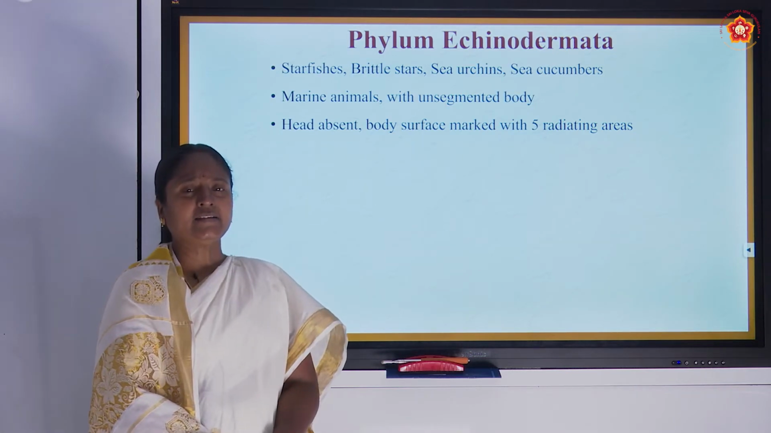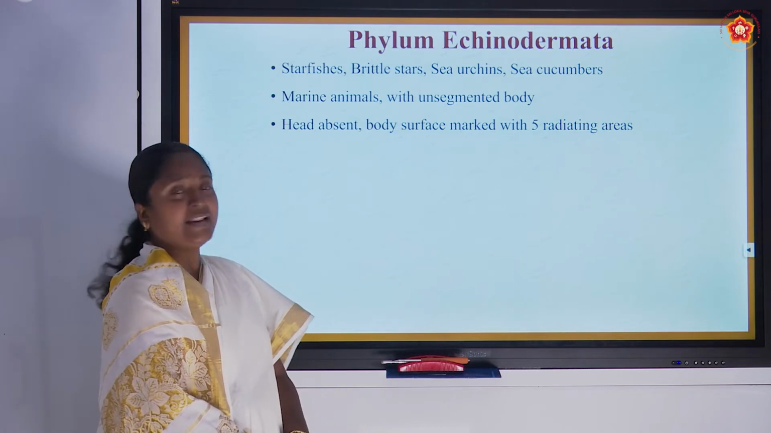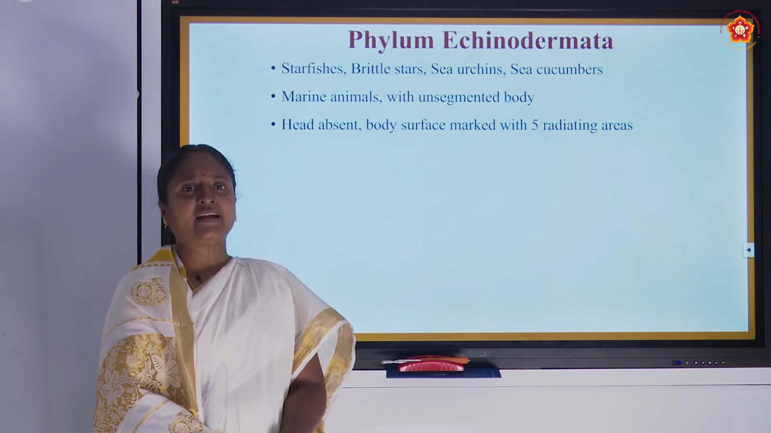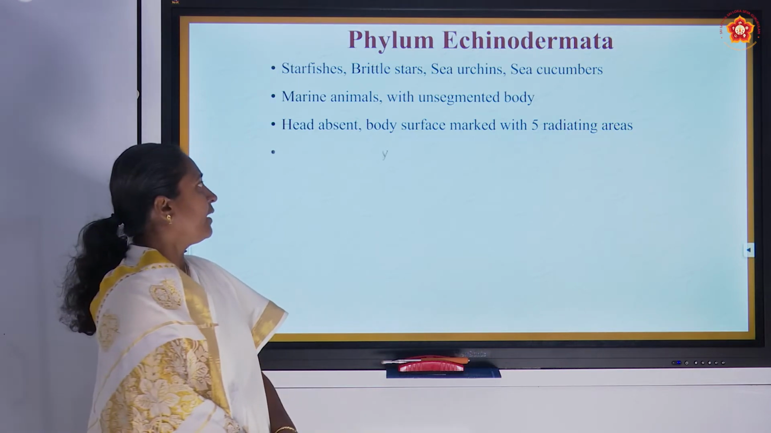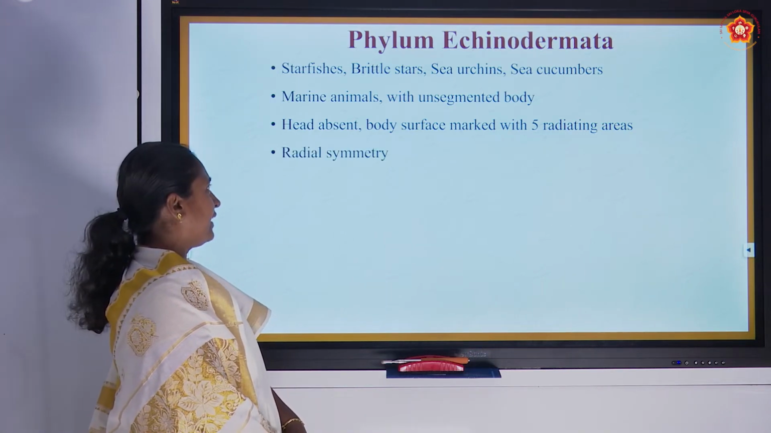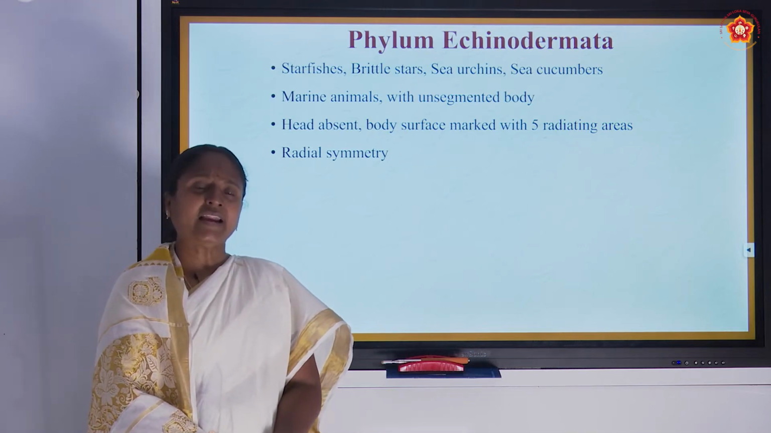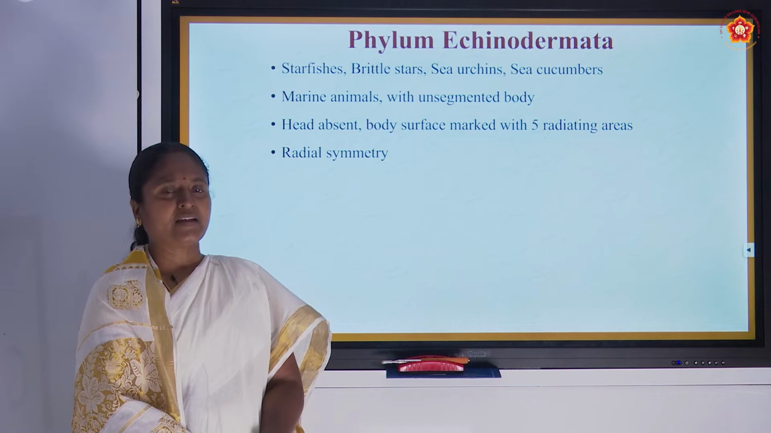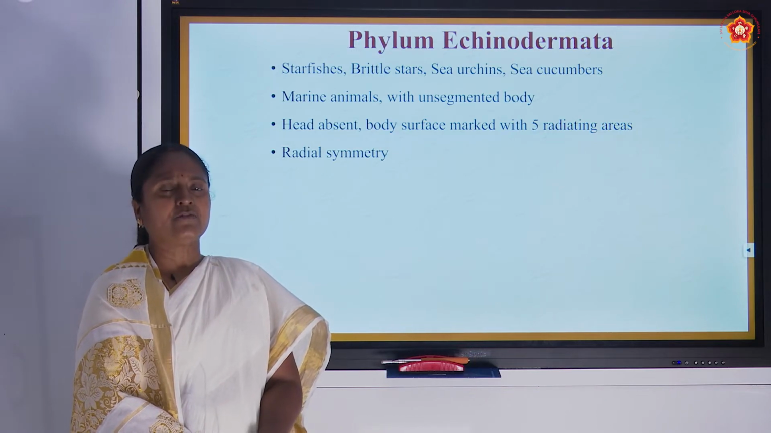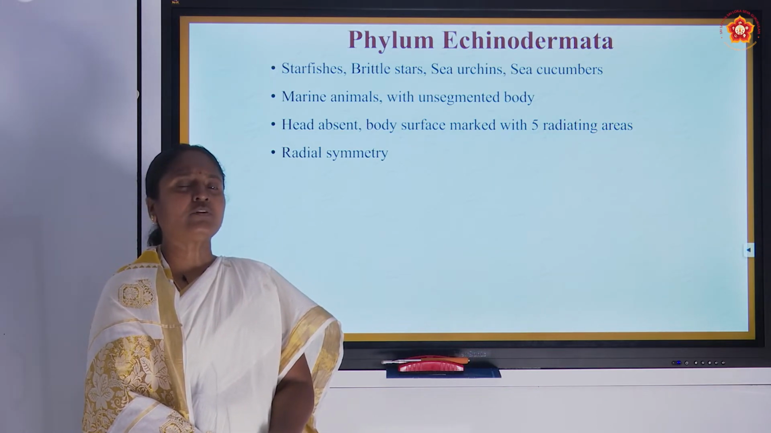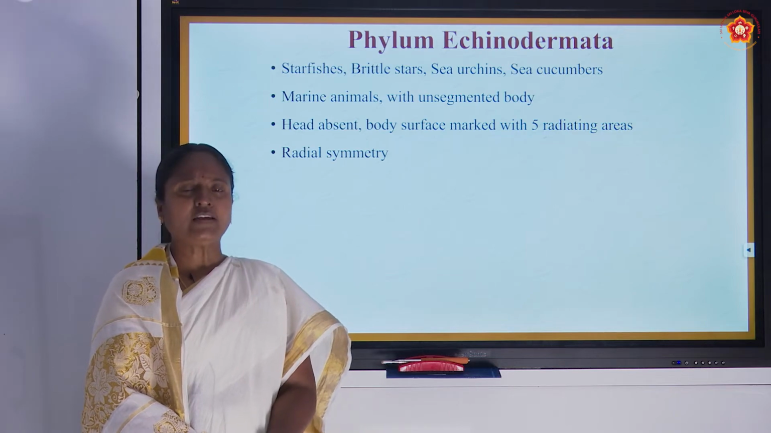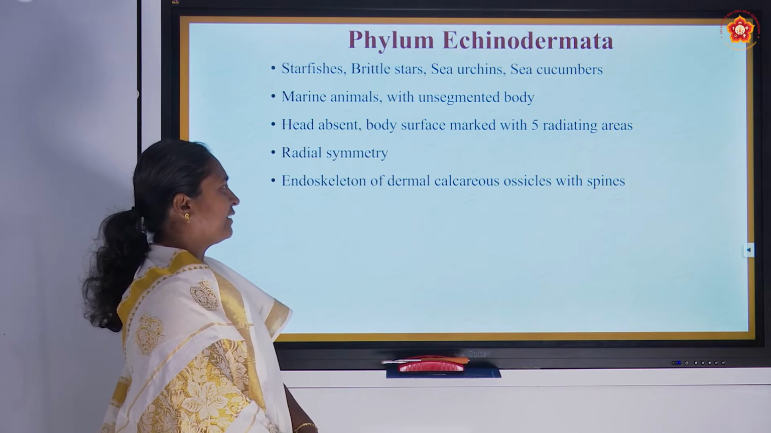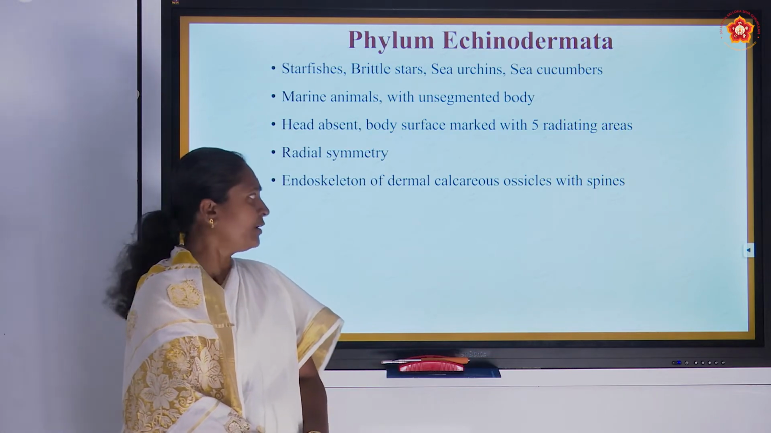The body has 5 radiating areas. You can see in starfish the radiating areas are very prominent. Because of these 5 radiating areas, they show radial symmetry and especially pentaradial symmetry. That is, in 5 different planes, 5 different angles, we are able to divide the organism into 2 equal halves. The endoskeleton is mostly dermal in nature.